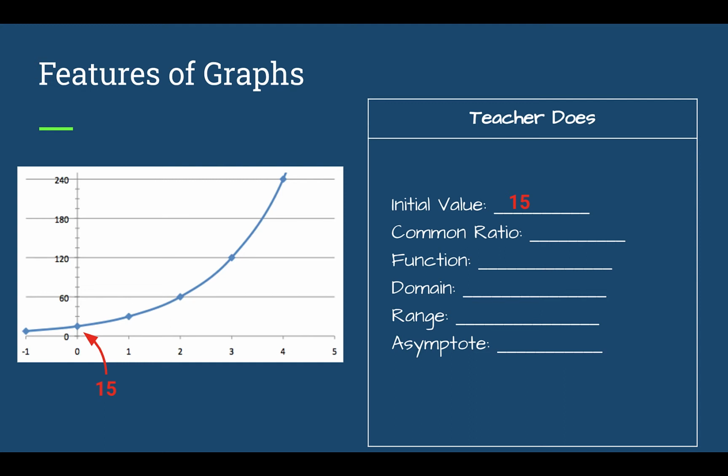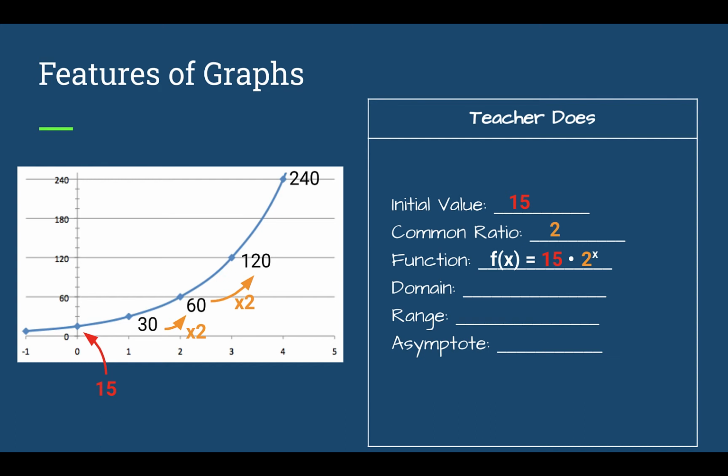To figure out the common ratio, we need to determine what was being multiplied by to go from one point to the next. My next value is 30. After that, I have 60, 120, and 240, which means each time it is being multiplied by 2. So our common ratio must be 2. Using those two things together, we can write our function. So f of x equals 15, our initial value, times 2, our common ratio, to the x power.